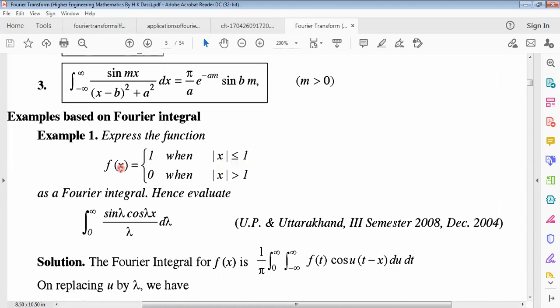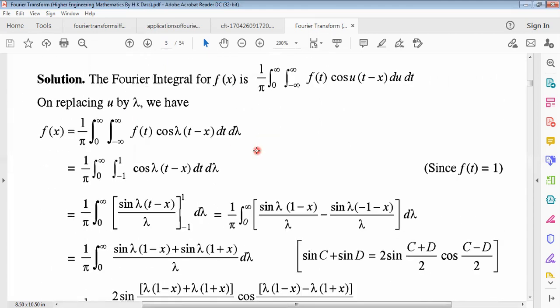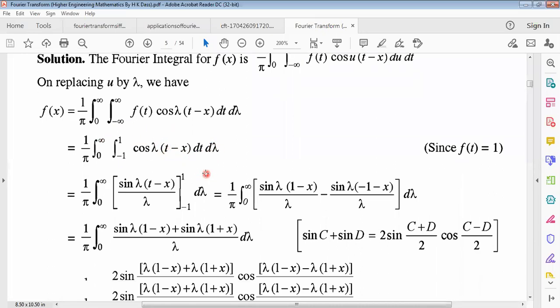Okay, for f of x equals 1, the x limit will be what? Minus 1 to plus 1. Absolute value of x means what? Minus 1 less than or equal to x less than or equal to 1. So if f of t equals 1, then we get this: cos lambda (t minus x) dt d lambda.